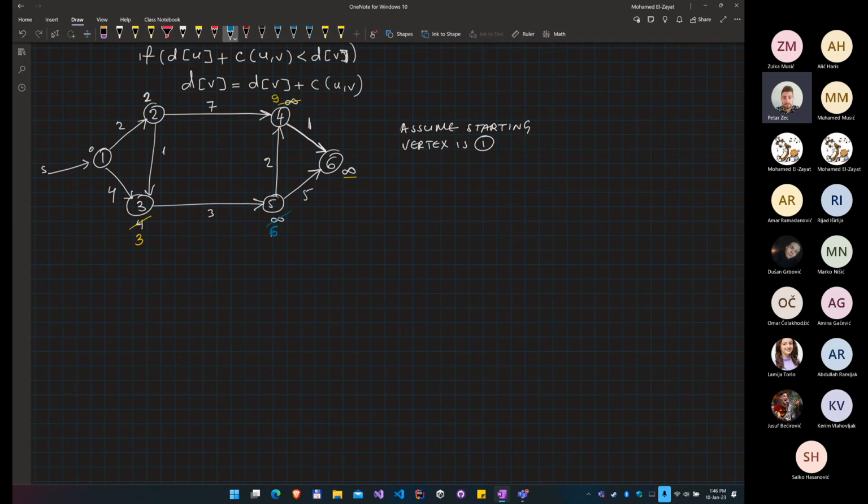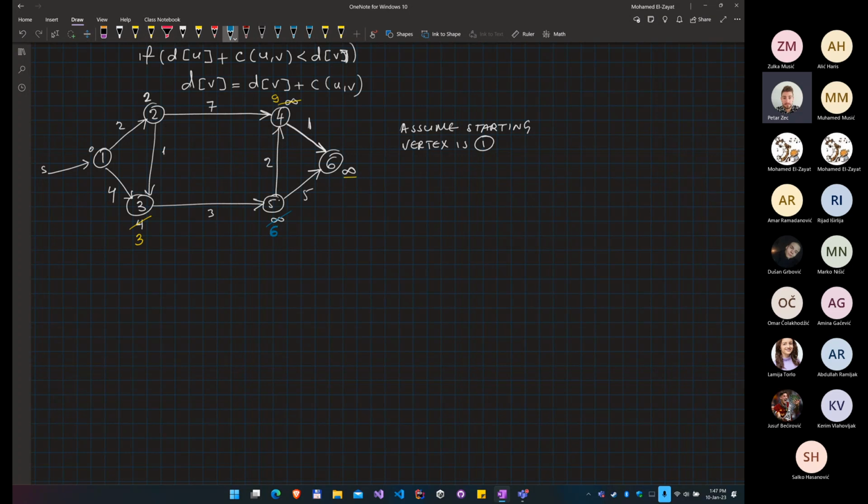Now we pick up the next vertex with the smallest cost. So what is actually the vertex with the smallest cost? So let's see, we have 9 and 5. So sorry, 9, which is 4, and 5, which is having 9 and 6. So we pick up 6.